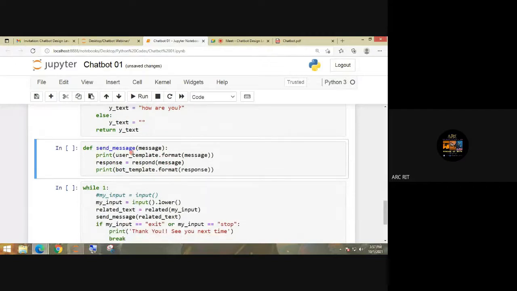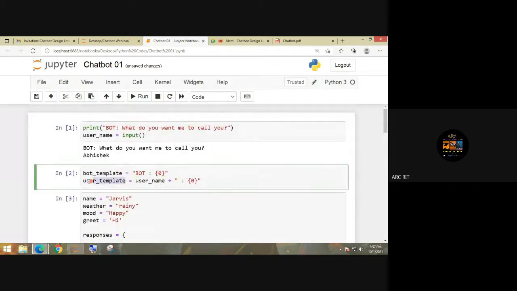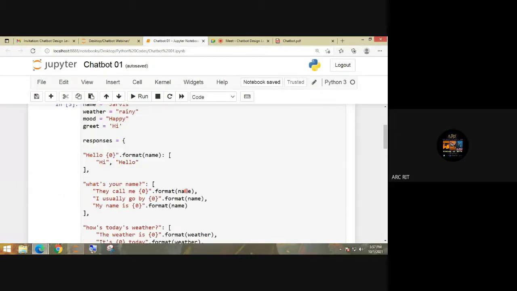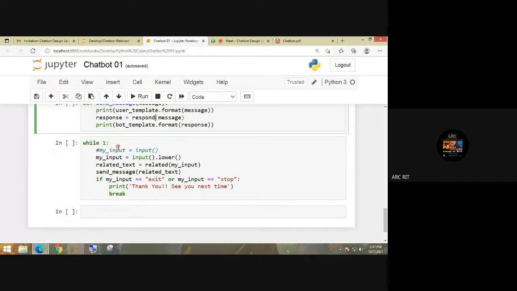And then one more function is to send message. So it will send message to the user template. And where is the user template? If you remember, this is the user template, so it will send message to me. And similarly to the bot template. Okay, so while one means that while this entire condition is true.